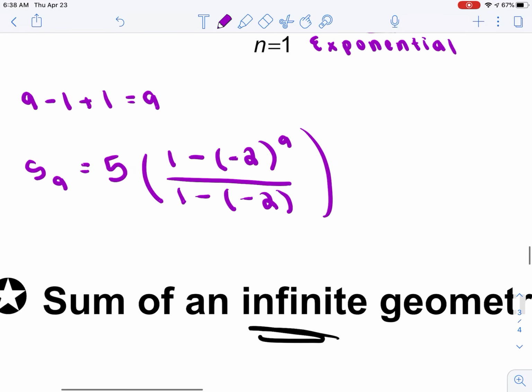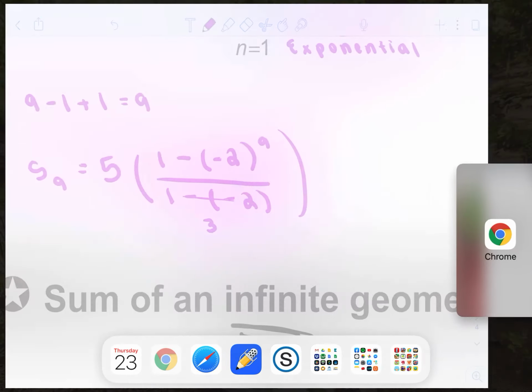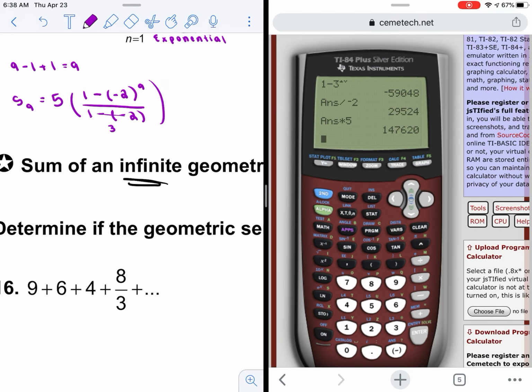So again, denominator value first. We can do 1 minus negative 2. That becomes a 3 down there. But then we have to use our calculator to find the numerator value. So we can do 1 minus the negative 2 raised to the 9th power. We can divide that by 3. And then we can multiply that by 5. So we're getting 855.